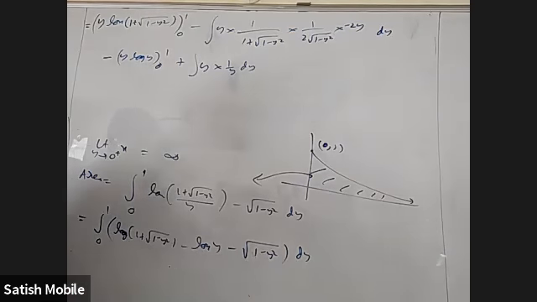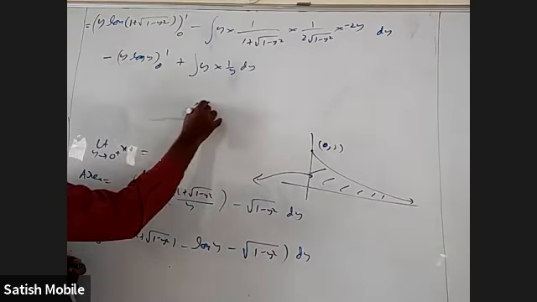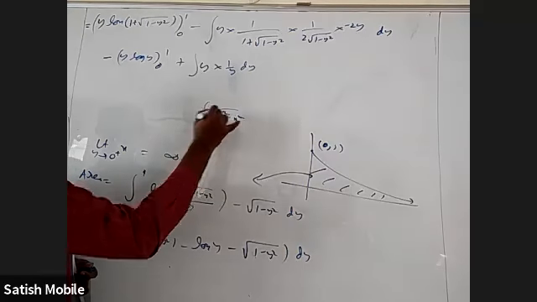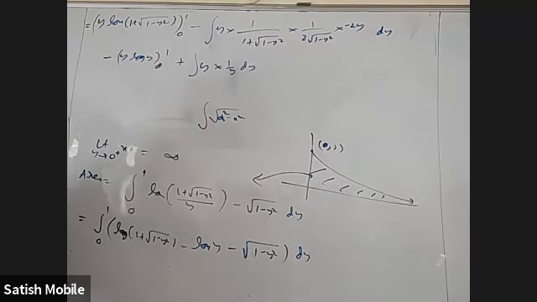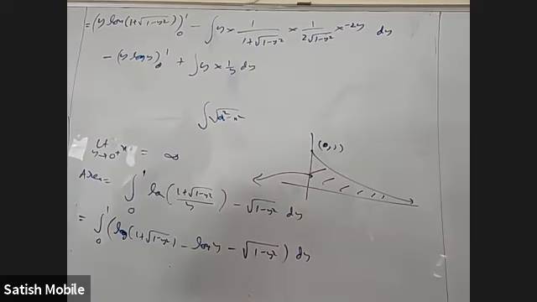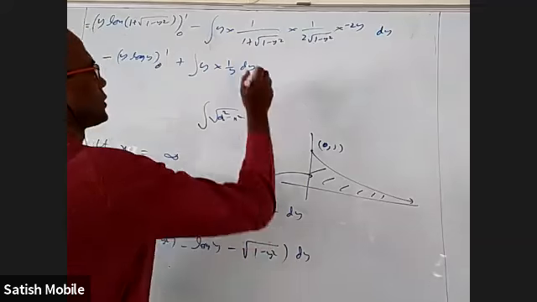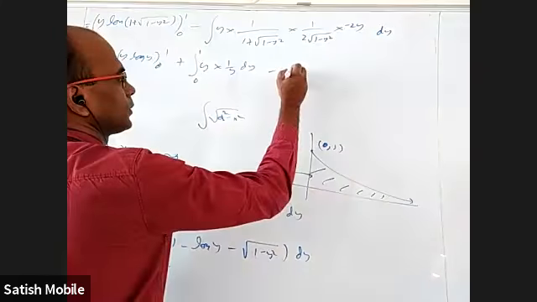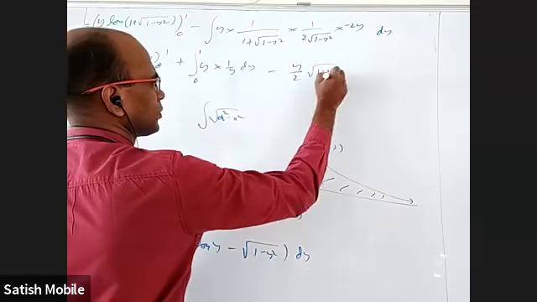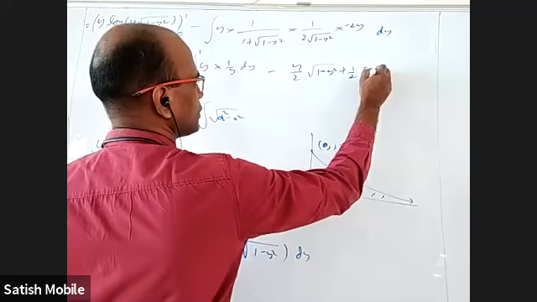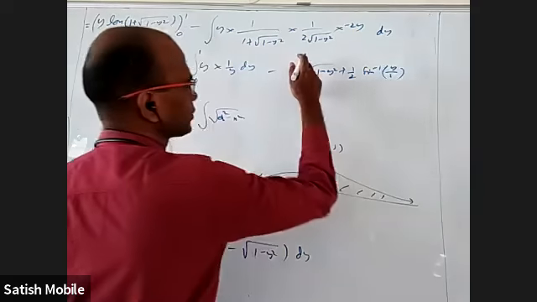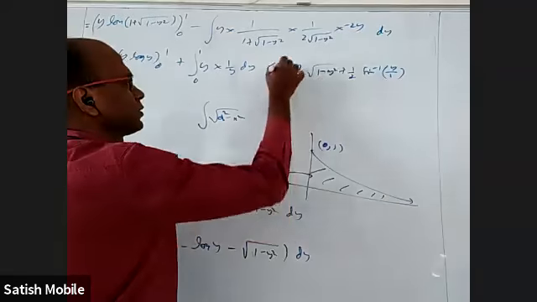Anybody? The integral of root 1 minus x square, or root a square minus x square, is x by 2 root a square minus x square plus a square by 2 sine inverse x by a, right? So this integral, with limits 0 to 1 and the minus sign, is y by 2 root over 1 minus y square plus 1 by 2 sine inverse y, from 0 to 1.